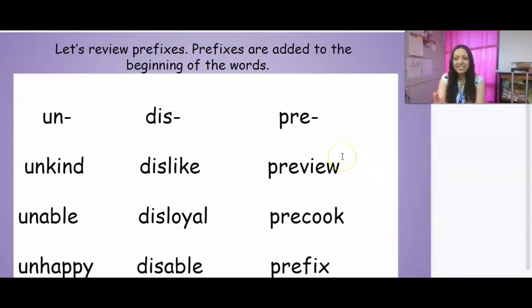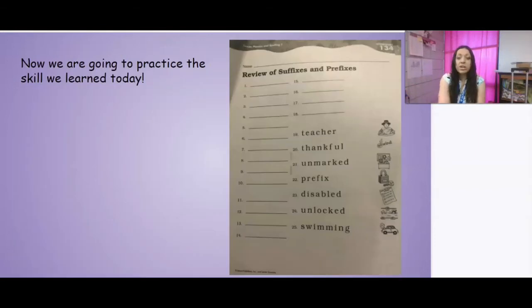And then pre, just like the word prefix, means before. So preview means to look at it before. Precook means to cook before. And then prefix means at the beginning of the word. All right, we are going to practice using those suffixes and prefixes on our activity sheet now.